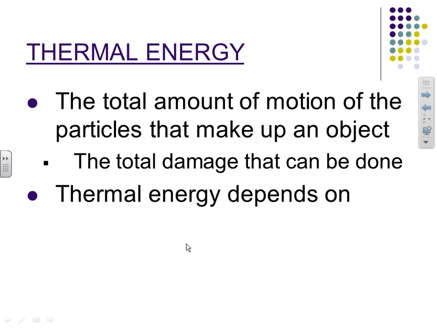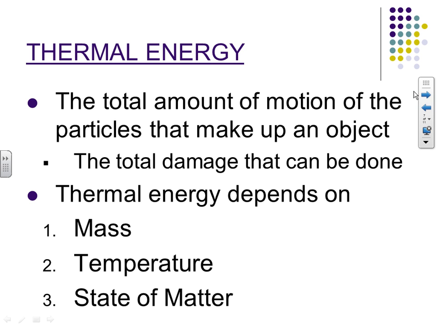Temperature tells us how fast the particles are moving. What does mass tell us? How much there is. How many particles are actually there? That's really important when we want to know how much total damage we can do. So, mass, temperature, and then state of matter does play a role, although the temperature does kind of relate to that. We have to take into account the attractions a little bit as well, okay? But the amount of thermal energy that an object has depends on its temperature, its mass, and its state of matter, because all three of those are important in determining the total amount of motion.